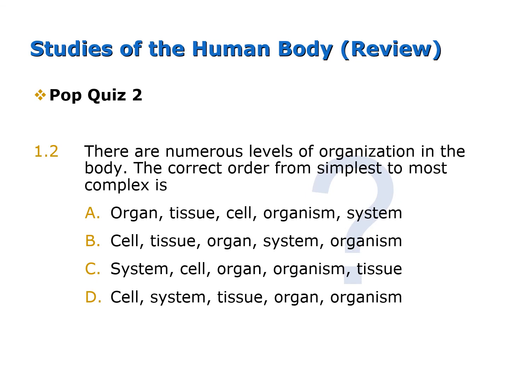Question number 2. There are numerous levels of organization in the body. The correct order from simplest to most complex is option A, organ, tissue, cell, organism, system. Option B, cell, tissue, organ, system, organism. Option C, system, cell, organ, organism, tissue. Or option D, cell, system, tissue, organ, organism.